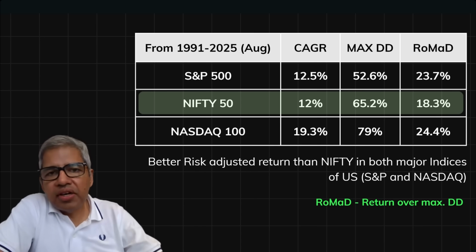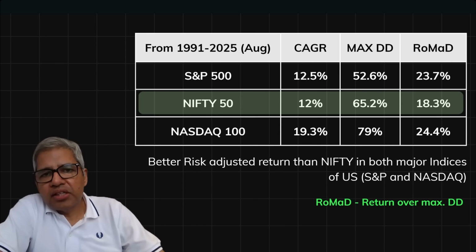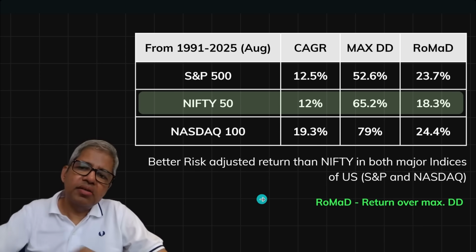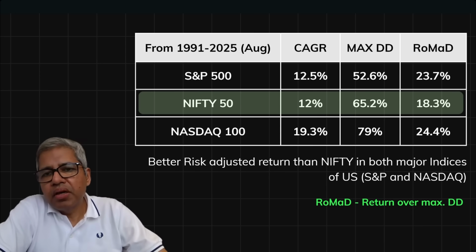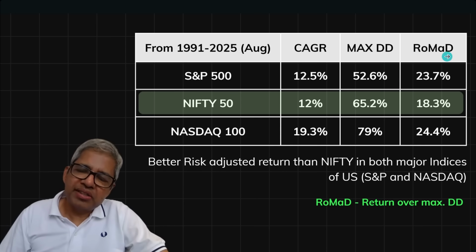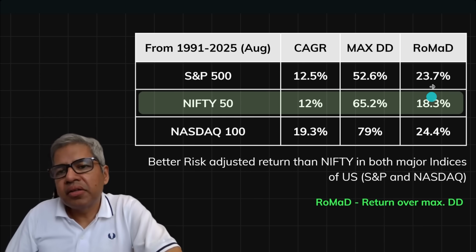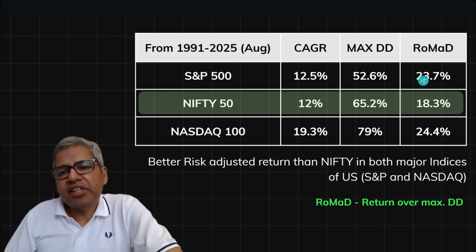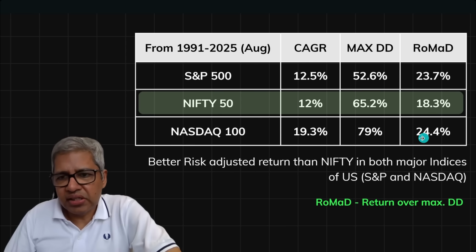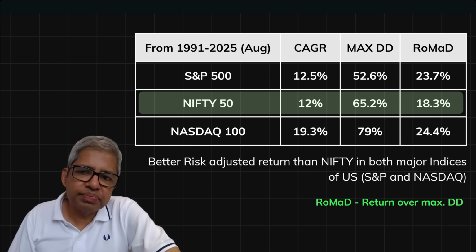On a CAGR basis, over the last 35 years, CAGR has been pretty much the same, 12.5% for the S&P and Nifty at 12%. And when we compare on a risk-adjusted basis, looking at returns to max drawdown, S&P 500 has clocked better at 23.7 versus 18.3, and even Nasdaq is at 24.3.